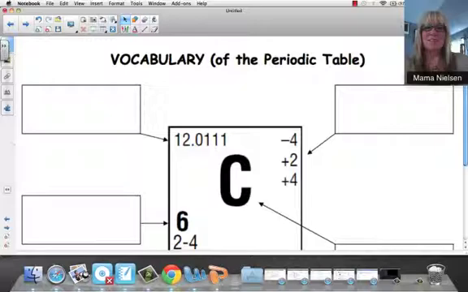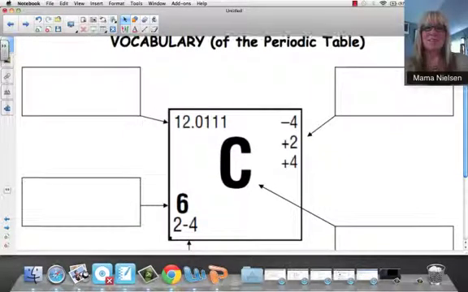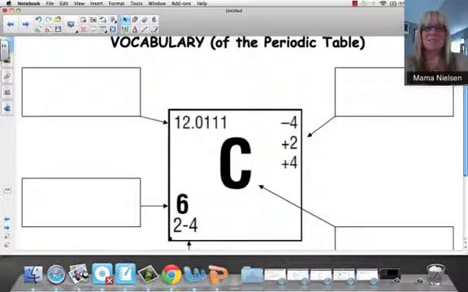So let's talk about some important vocabulary terms. When you open up your reference tables, you're going to see something that looks like this on your periodic table. It's a key, but it doesn't really go into explanation of what everything is. But it will help you locate certain things in the different element boxes. I'm pretty sure that most of you know this already. This is going to be a review.